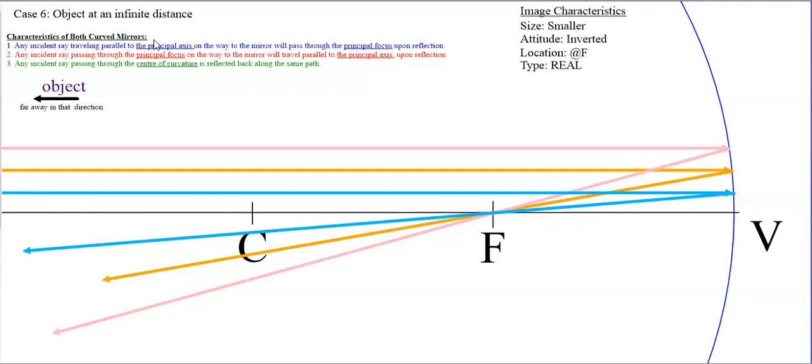It won't be an infinite distance, but it'll be far enough away from the mirror that you'll measure an image pretty close, within a millimeter of where your principal focus is. And that's usually all a ruler can measure, within an accuracy of a millimeter. That's typically good enough for most cases, experimentally speaking. So that's case number 6. It's not in your actual notes. It's just an extra little thing.